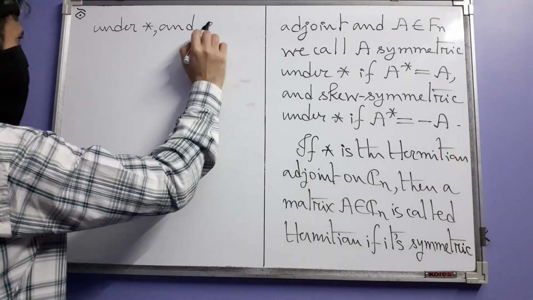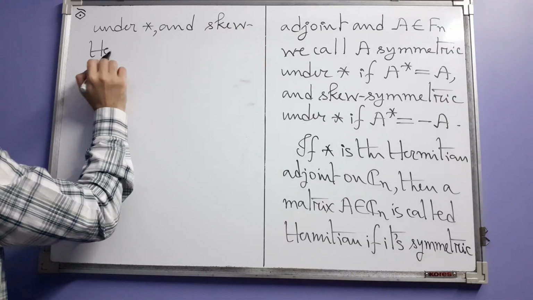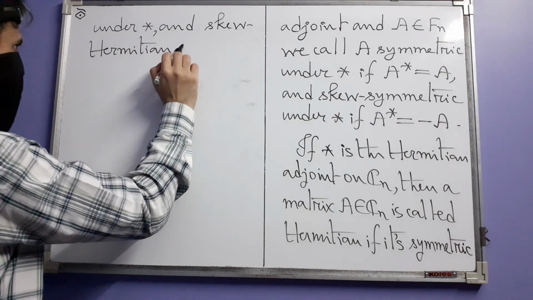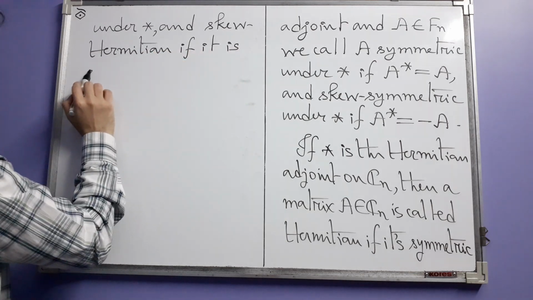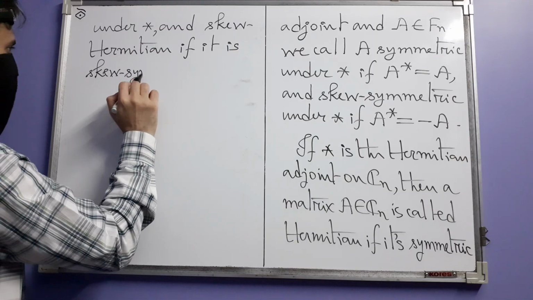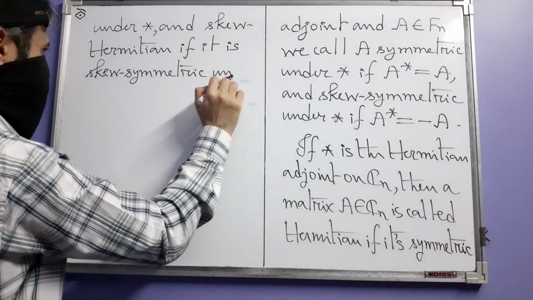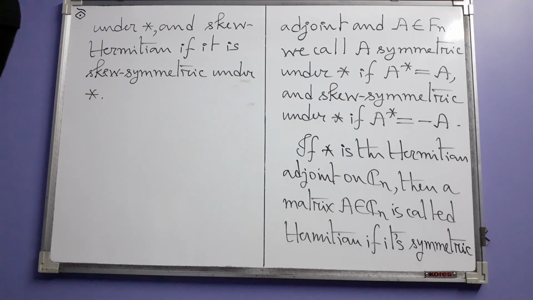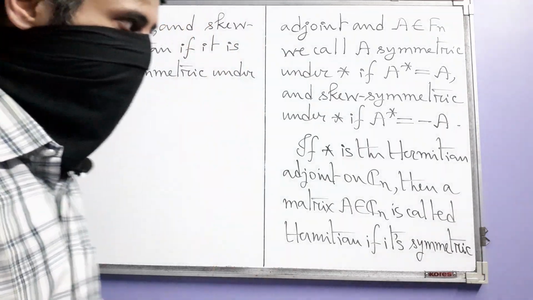And skew Hermitian if it is skew symmetric under star. Okay, so Hermitian and skew Hermitian matrices, we have got to these concepts.